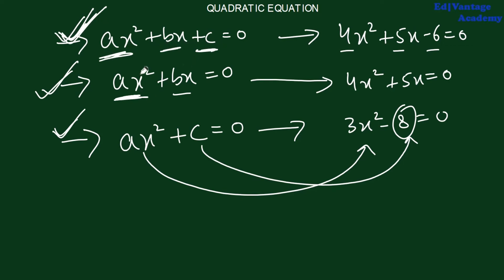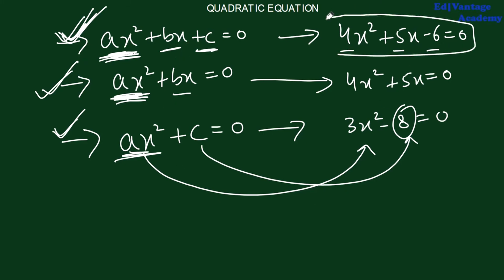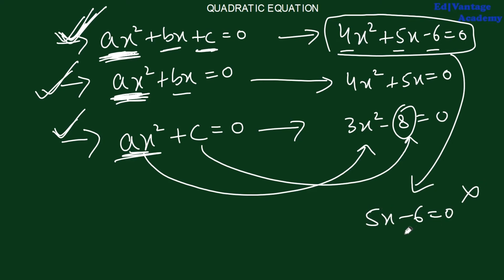You can see in all three, the a term is important, ax square means the x square term is important. If there is no x square term, like if I write this one as just 5x minus 6 is equal to 0, is it a quadratic equation? No, because you don't have x square, it's a linear equation. Now if I put square on this, is it a quadratic equation? Now it became a quadratic equation.